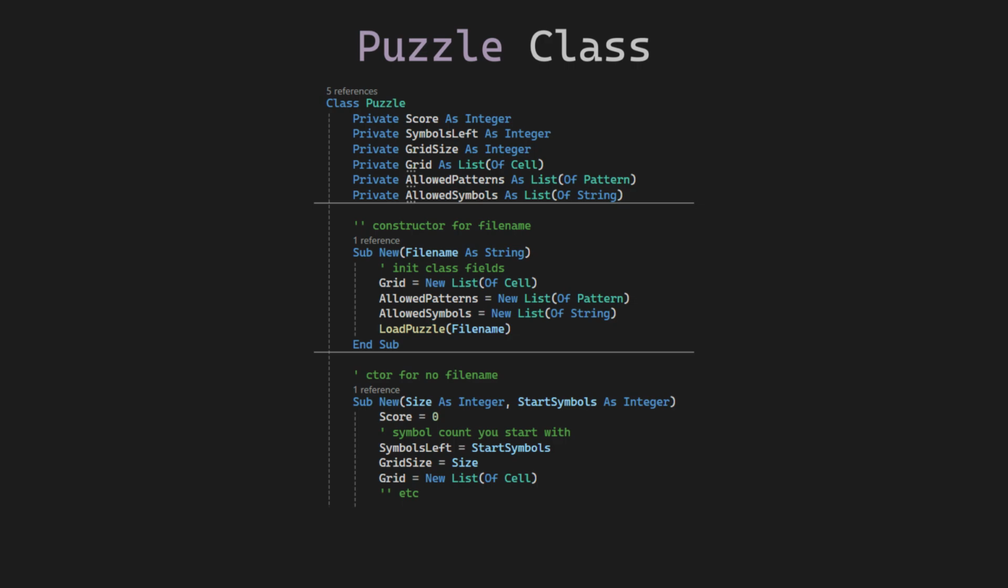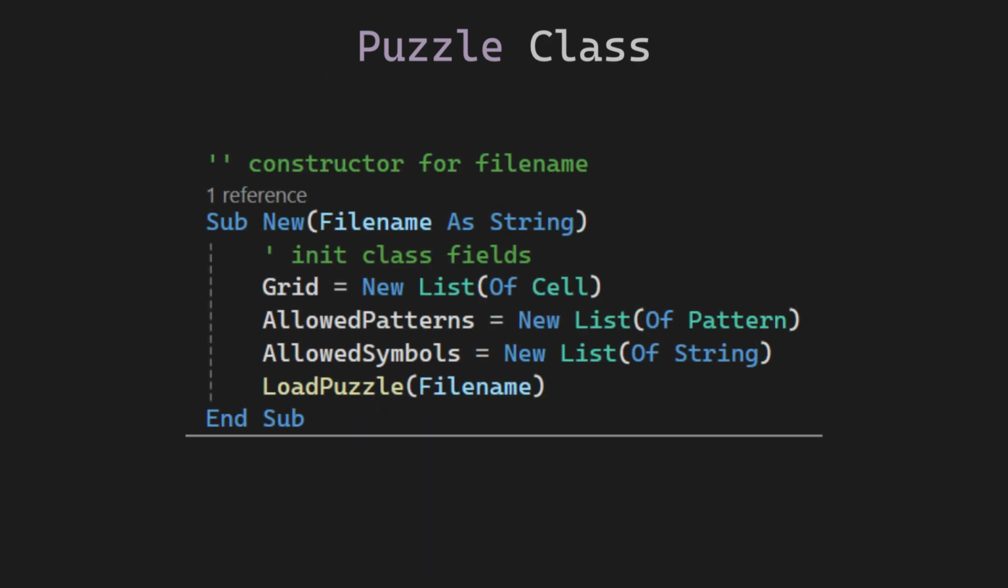We'll start with the file name one. First, we initialize all the lists in our class so that they are ready to use. Then we run load puzzle. Load puzzle is quite a long piece of code, but it is relatively simple.